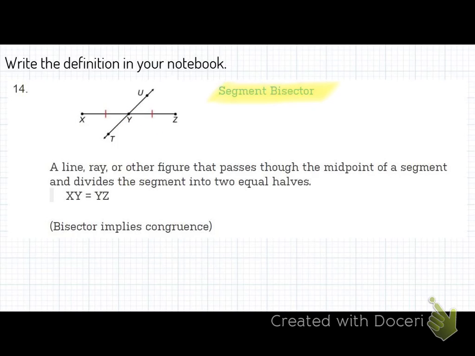That's the concept. Let's read the definition together. Segment bisector is a line, ray, or other figure that passes through the midpoint of a segment and divides the segment into two equal halves. XY is equal to YZ. A bisector implies congruence.